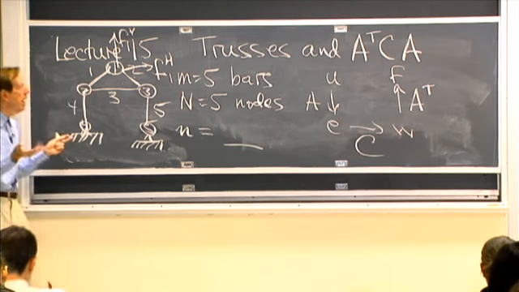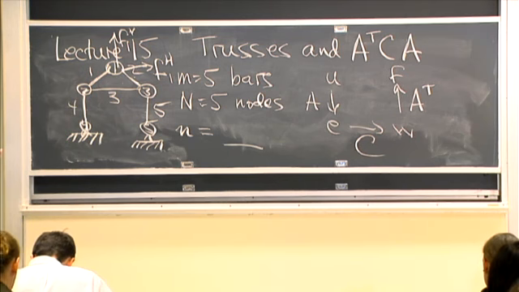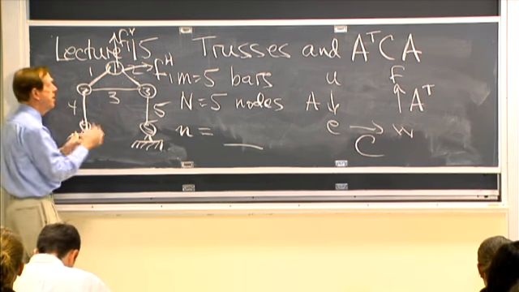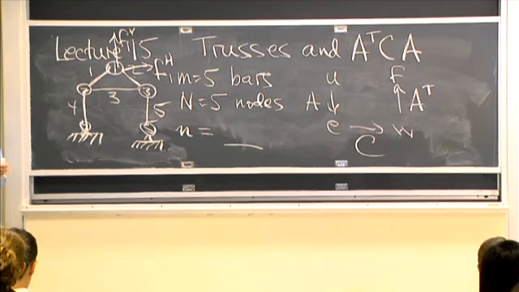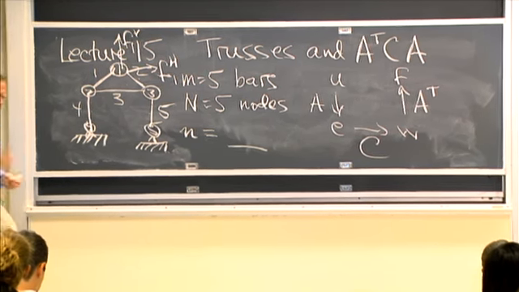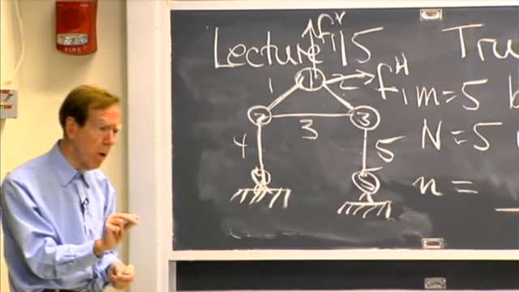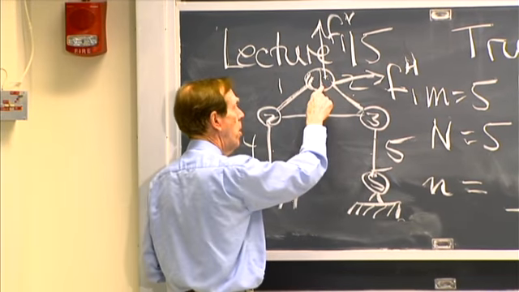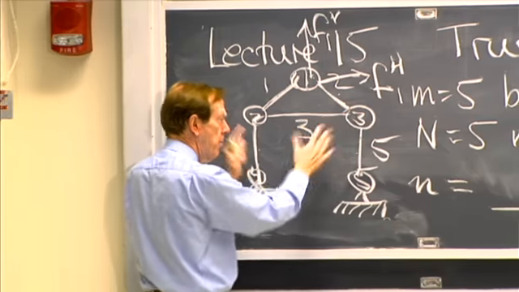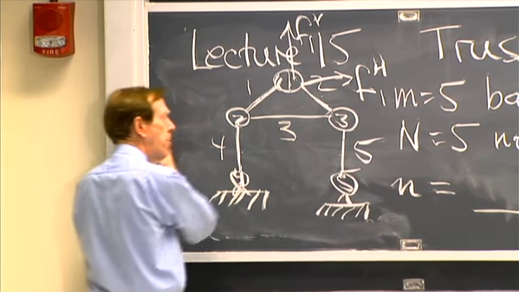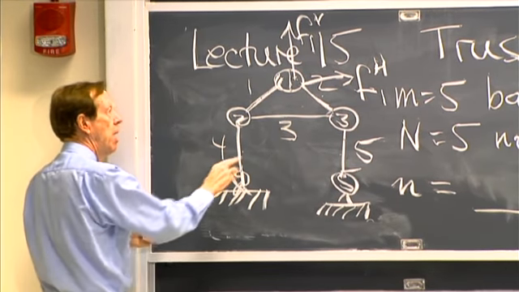So how many F's have I got? Well, the point is I now have 2 per node. That's the difference. I have 2 forces per node, and I have 2 displacements per node, because at that point there will be more forces. Some may be pulling this way, whatever.